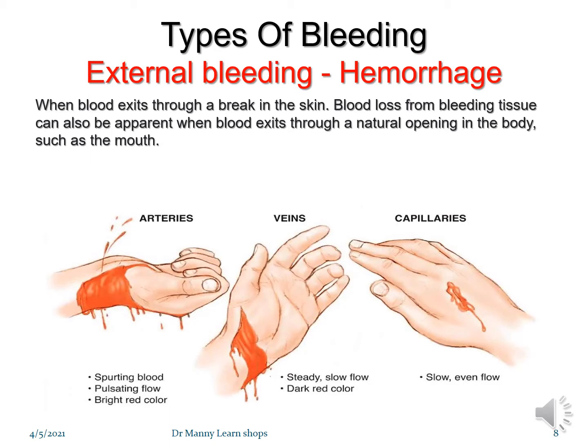Types of bleeding can be external bleeding or hemorrhage, when blood exits through a break in the skin or blood vessel, blood loss from bleeding tissue. It can also be apparent when the blood exits through a natural opening in the body, such as, for example, the mouth, the nose, your anus.